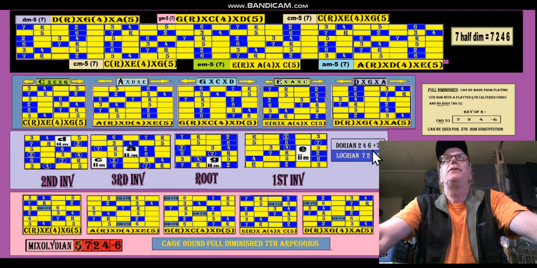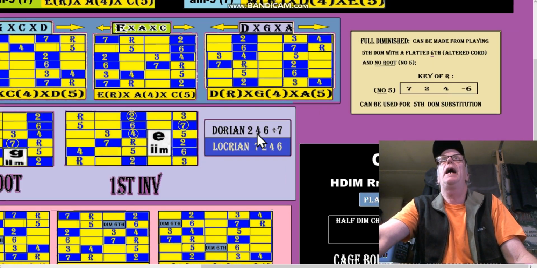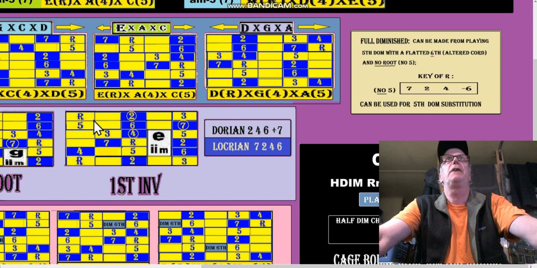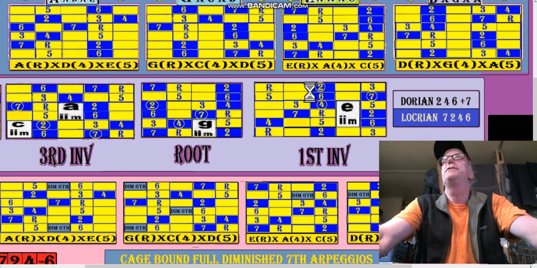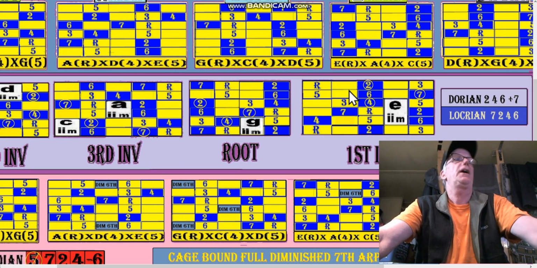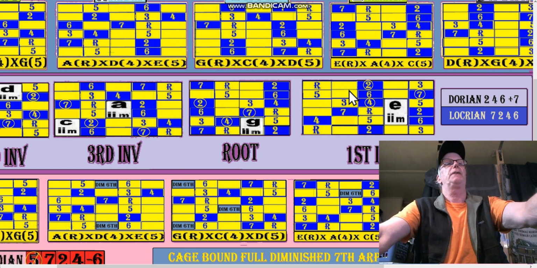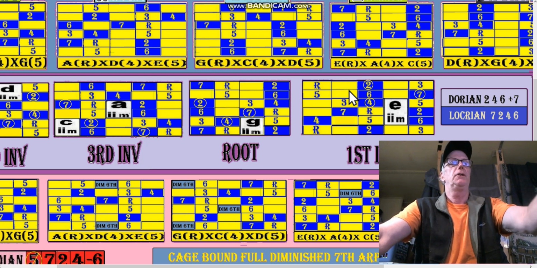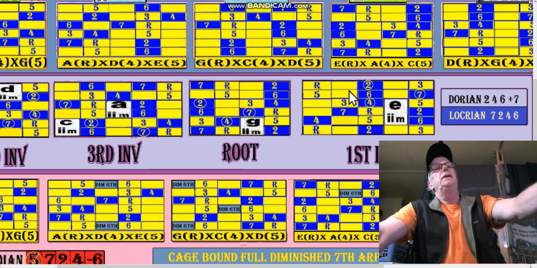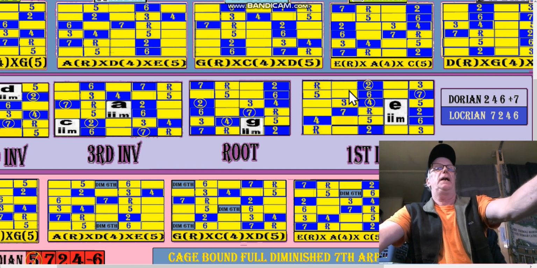You just add the seventh. Alright, it says it right here, add the seventh. So it's Dorian plus the seventh gives you the Locrian half diminished seventh. This is the seventh half diminished, 7 2 4. This is C, root 3 5. Here's 7 2 4. Here's Aeolian, 6 root 3. So 7 2 4, the 7 2 4 7th adds the 6th. So the 6th is the 7th of the 7th.